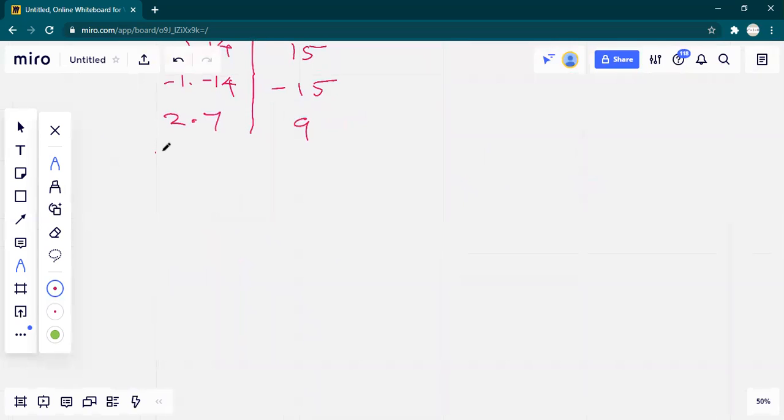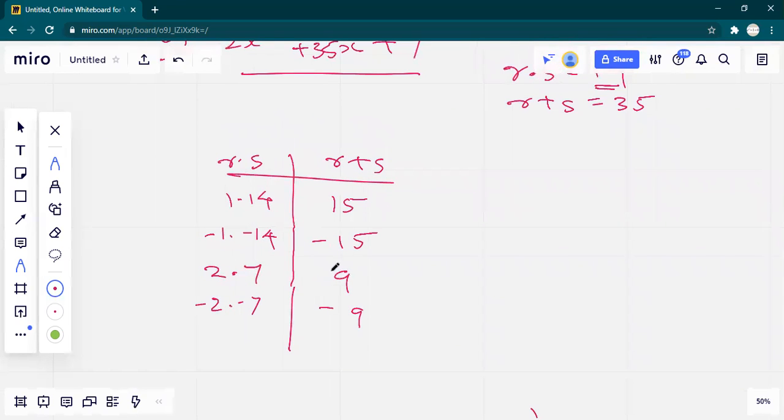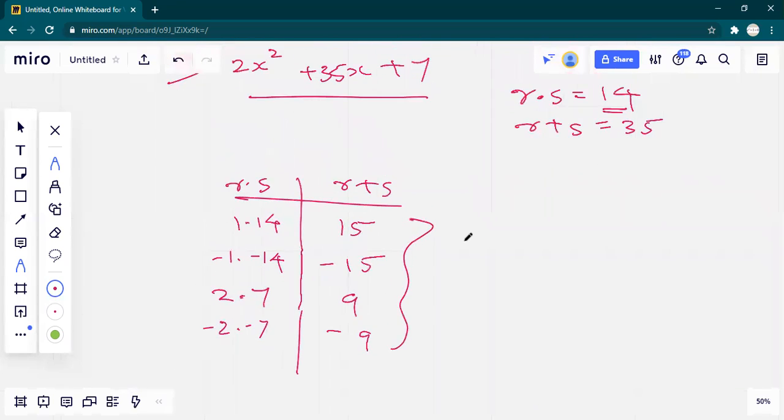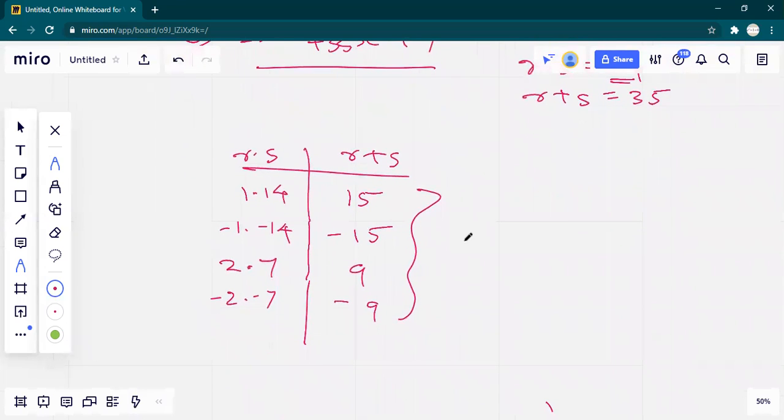If you take the negative of these numbers, you will get a negative 9. I think there is no other factorization. These are the only possible factorizations. There is no combination of r and s whose product is 14 and whose sum is 35. So this trinomial with integer coefficients is not factorable this way. Okay, thank you.